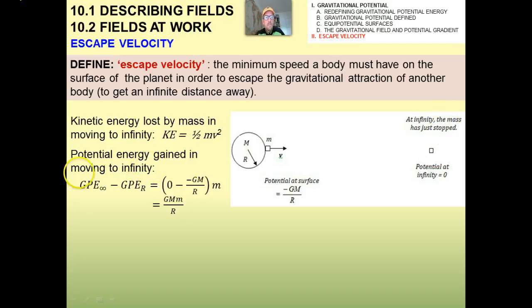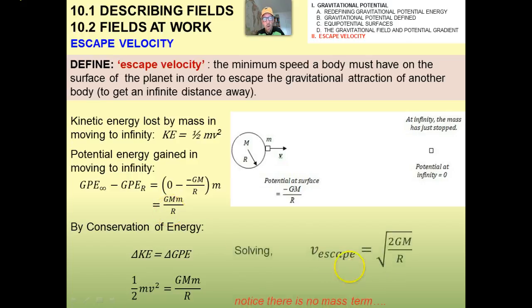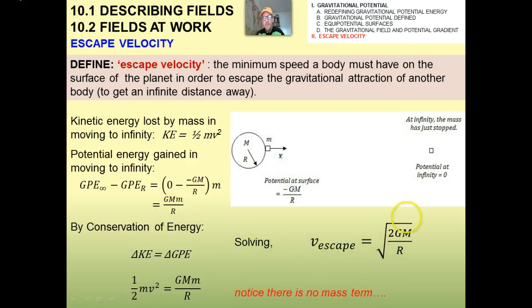So the potential energy gain in moving to infinity equals GMm over r, of course. By conservation of energy, since the change in kinetic equals the change in potential, we have that 1/2 mv squared equals GMm over r, and if I solve this for v, I get this expression for my escape velocity. That's the same expression that we got before. And notice again that there is no mass term, and there's this funky factor of 2. Where does that come from? It comes from the 1/2 in the kinetic energy equation.